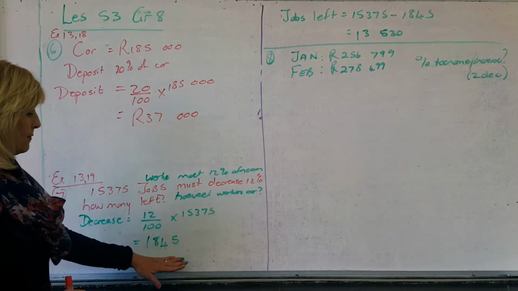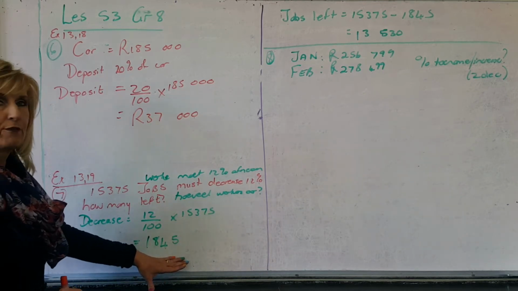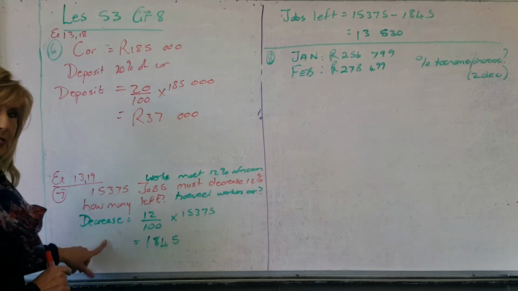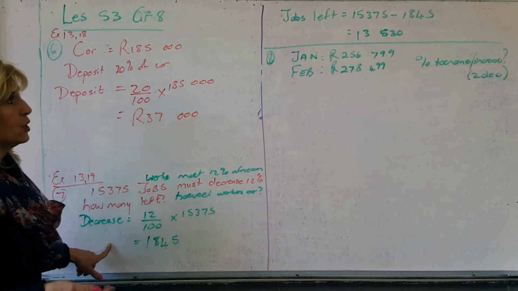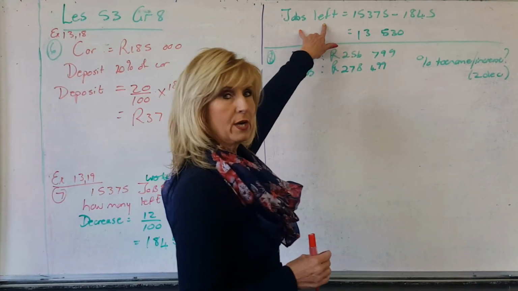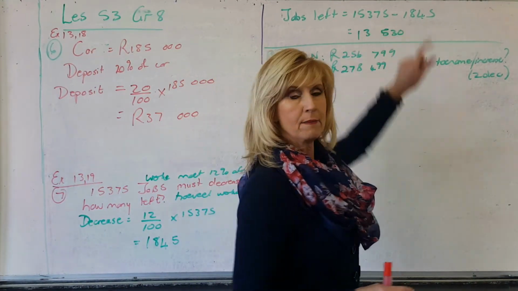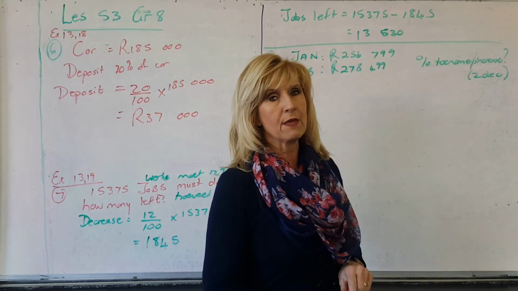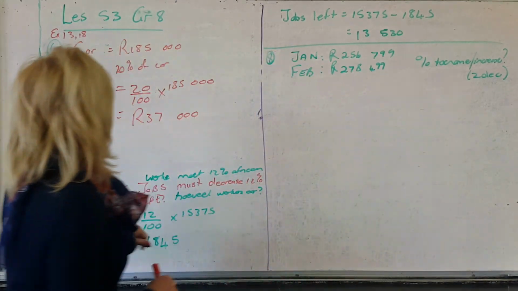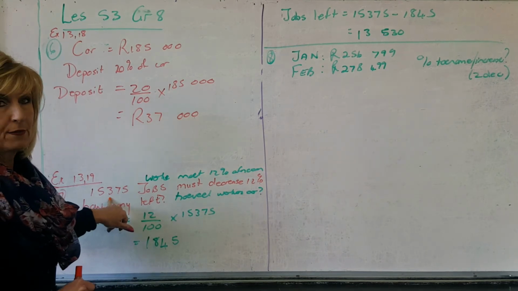You've got to work out 12%, so it was 12 op 100 van daai 15375, which gave me 1,845. That is the decrease. Dis waarmee dit moet afneem. So how many jobs are left? Hoeveel werke is oor? Dis die oorspronklike minus hierdie 1845. That gives me 13,000 that's left of the 15,000 and something.